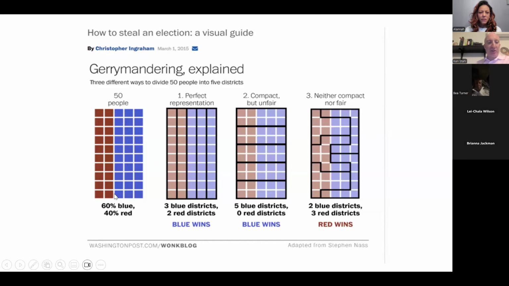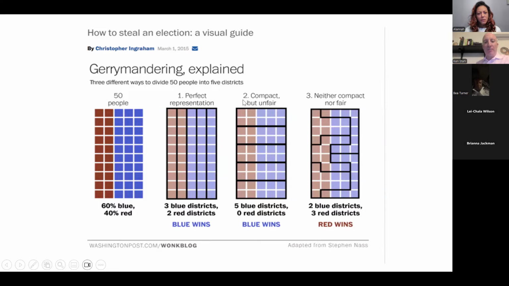So in this hypothetical, you can see that you have a district where 60% of 50 people are blue and 40% are red. And you can see there's at least three different ways you could draw the district lines here. In this first one, you could create three blue districts and two red, and it's what the graphic describes as perfect representation, meaning that you have three blue representatives and two red ones, which perfectly mirrors the composition of the electorate. This is what you would call proportional representation.